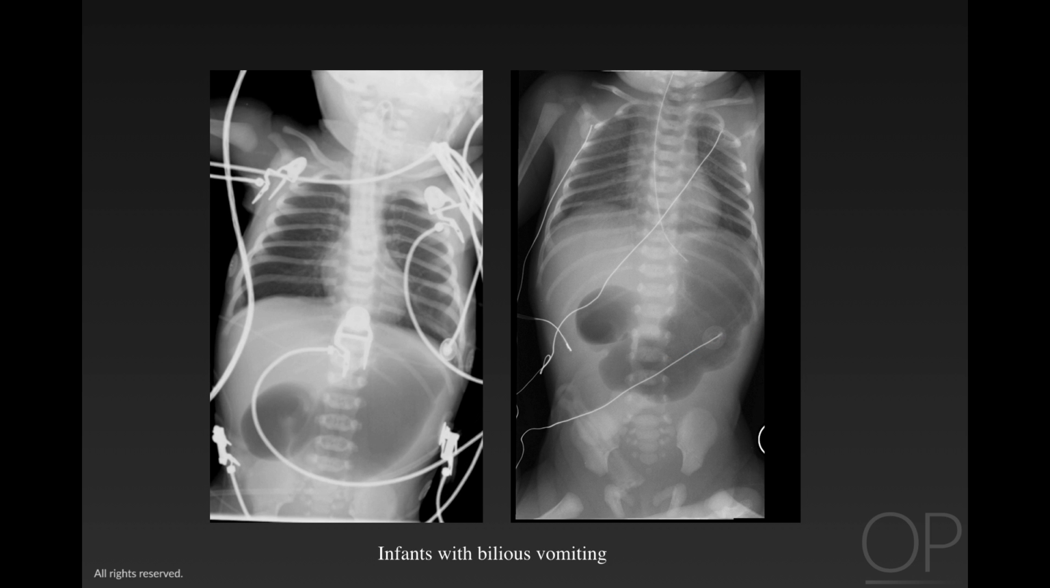We have 2 infants with bilious vomiting, and now we start looking at the patterns that are associated with high versus low intestinal obstruction. These 2 babies have a gasless distal abdomen and a markedly distended, irregular contour of the stomach with a dilated duodenal bubble. This is the classic appearance of a duodenal atresia.